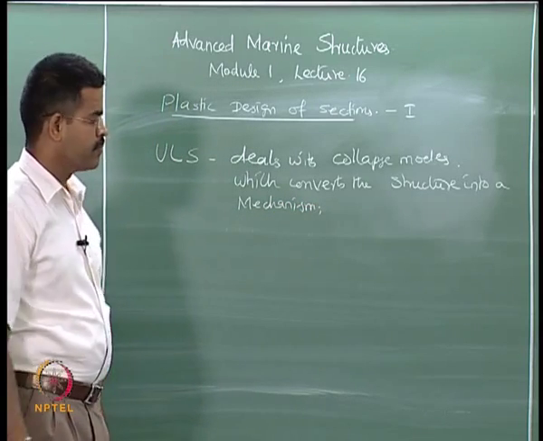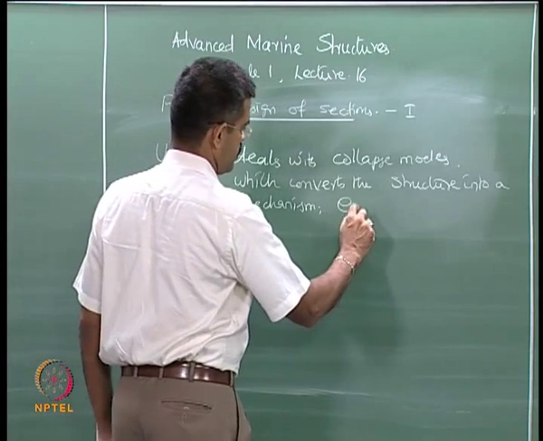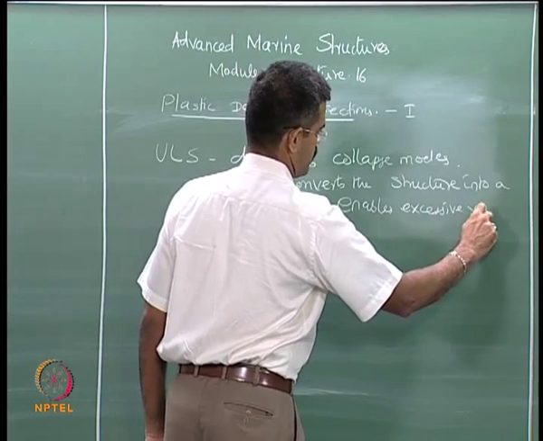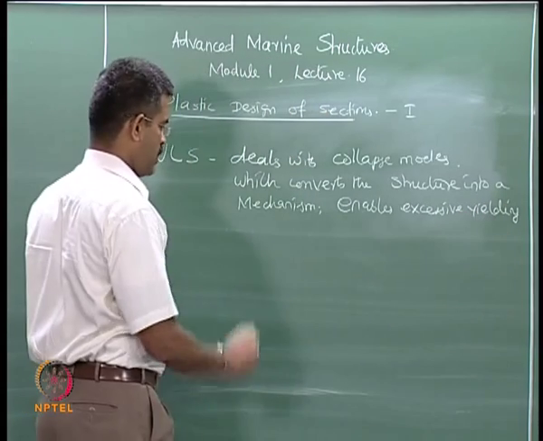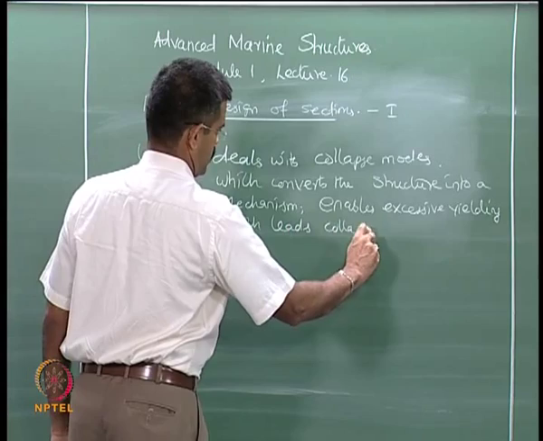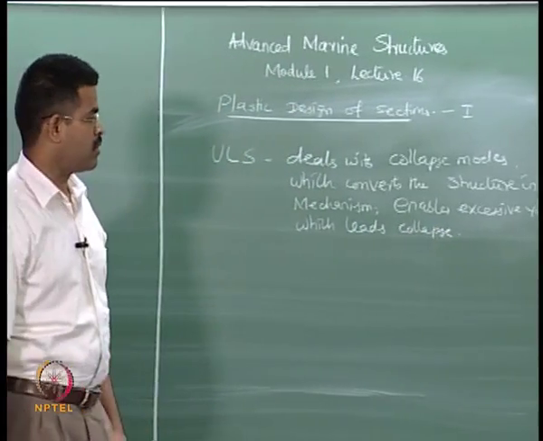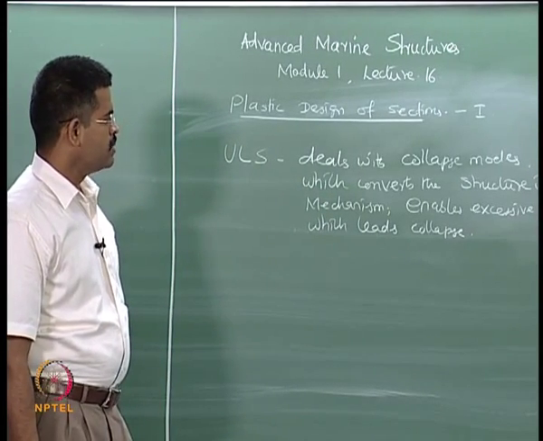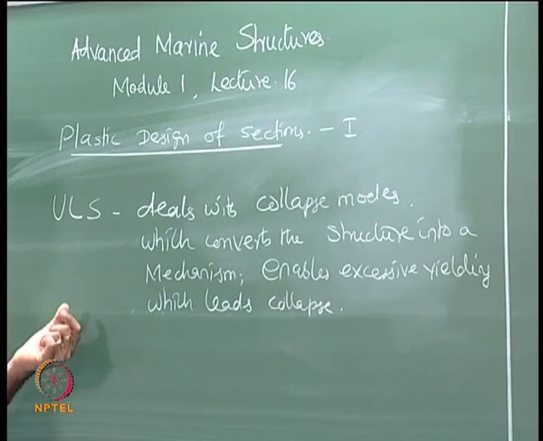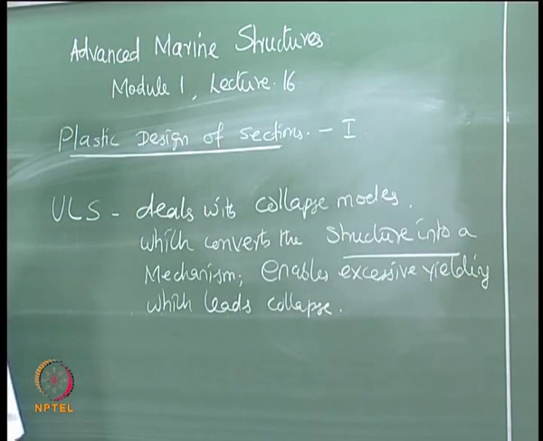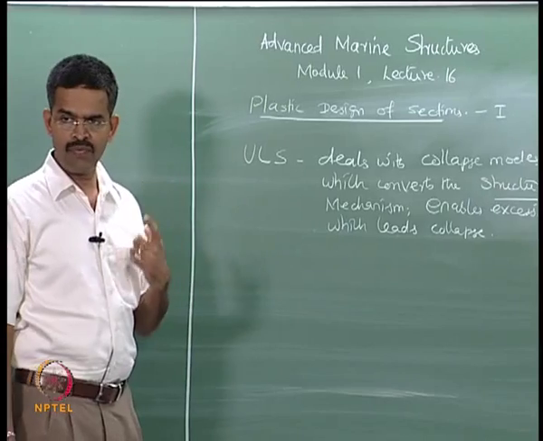That is, it enables excessive yielding, which leads to collapse, and that process is what we call as a mechanism formation. So, it is very clear that ultimate load design deals with or enables excessive yielding. Now, this is the catchword which makes ultimate load design different from elastic design.